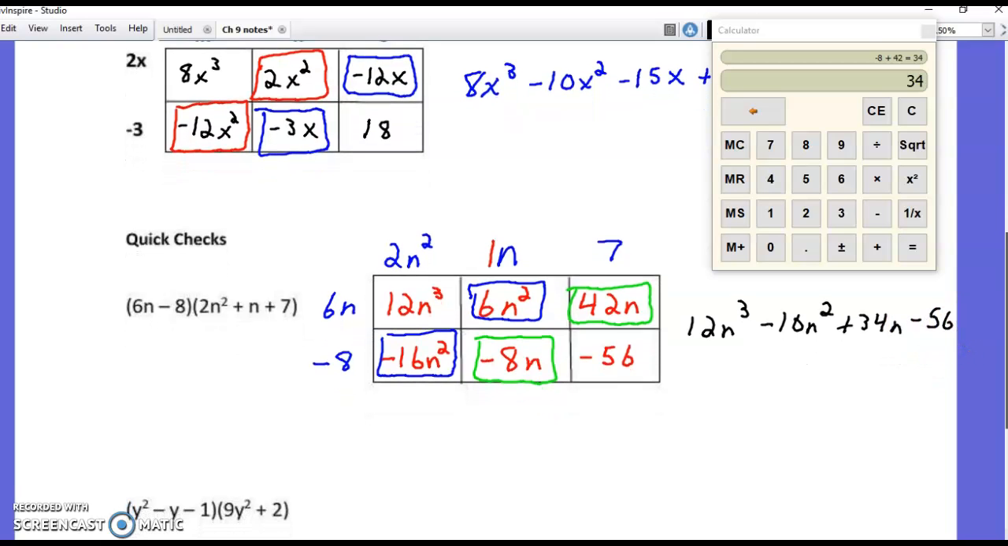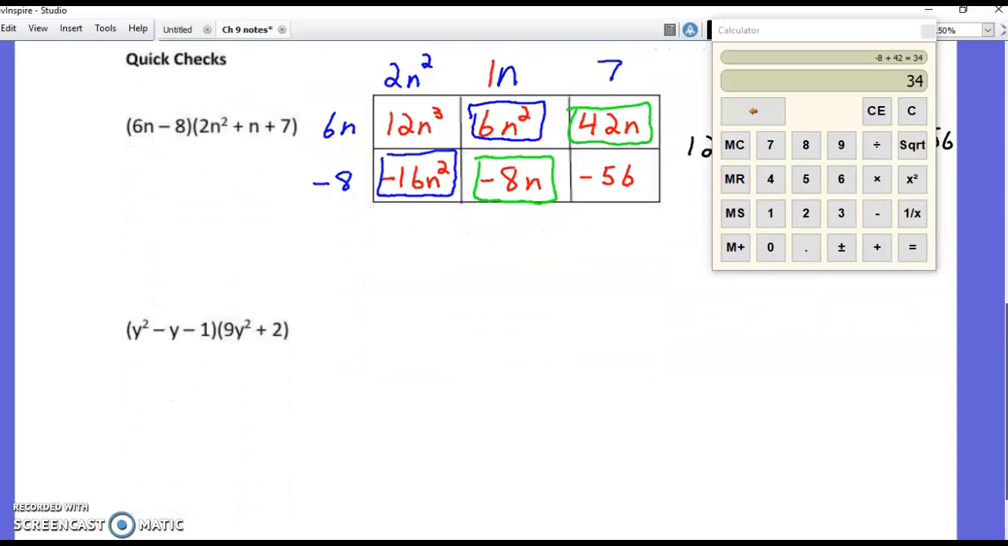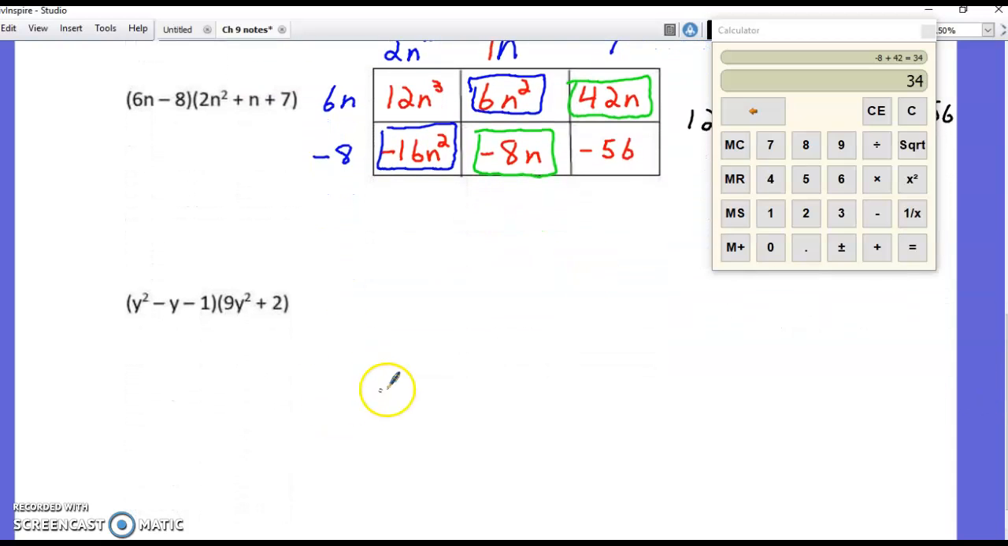All right, one more example. So here I didn't set up the box. Set up the box big enough so that you have room to write. If you write smaller, you can write a smaller box, but if you write bigger or need more space, set up a bigger box.